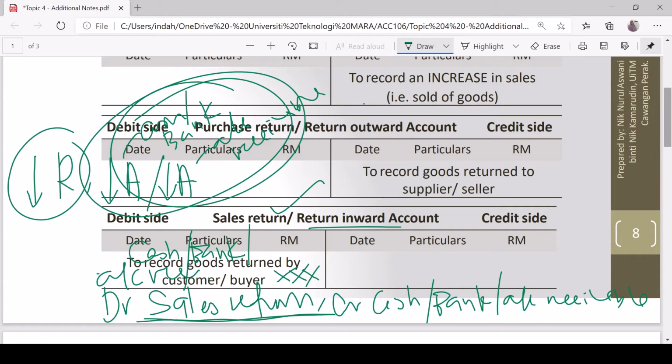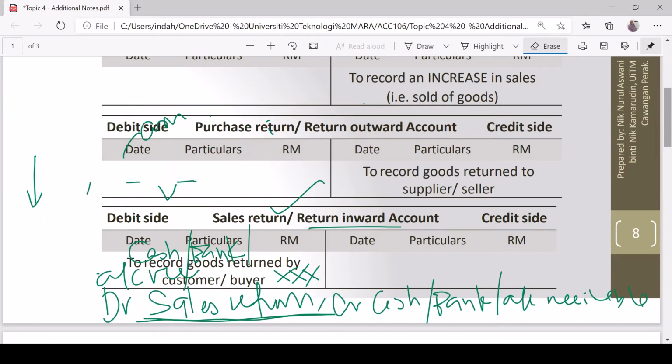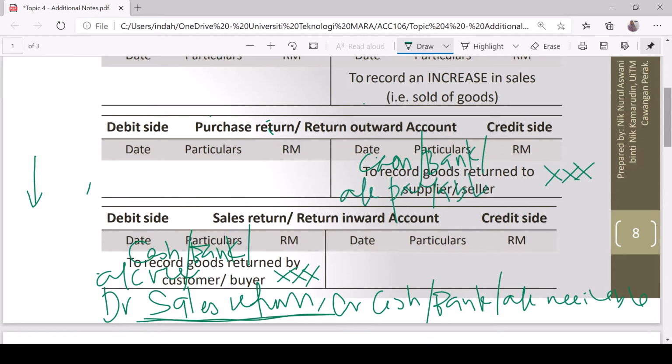Similarly for purchase return, when you record the amount here, you do not write it down as to record goods returned to supplier. You write the particular, either as cash, bank, or account payable. Pardon my bad handwriting. Cash, bank, or account payable. So that is how you prepare.